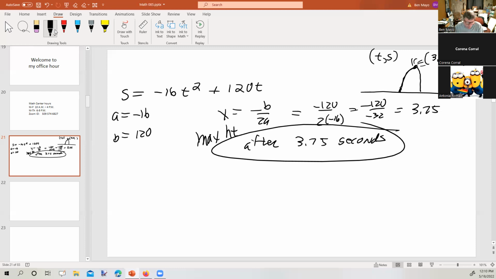Yes. What is that maximum height? It's the S, the output, like the Y value of the vertex. So how do I find that? I put this in for T.